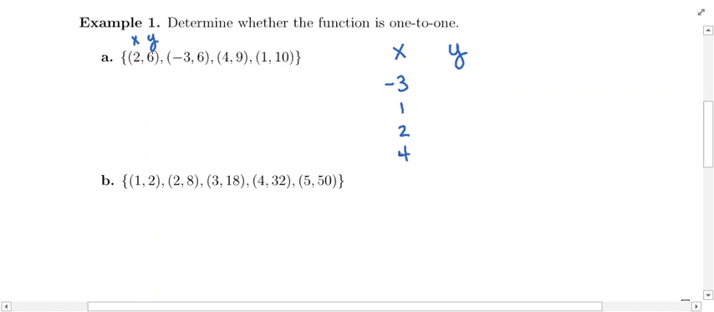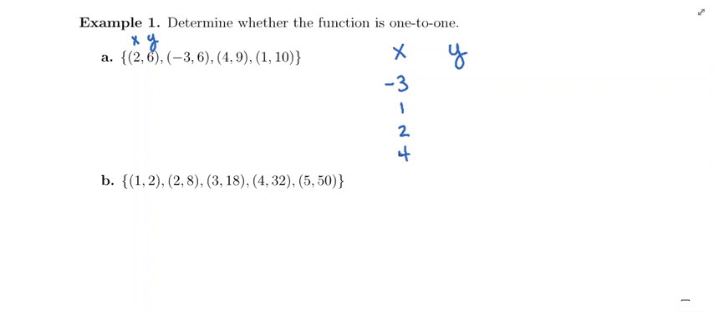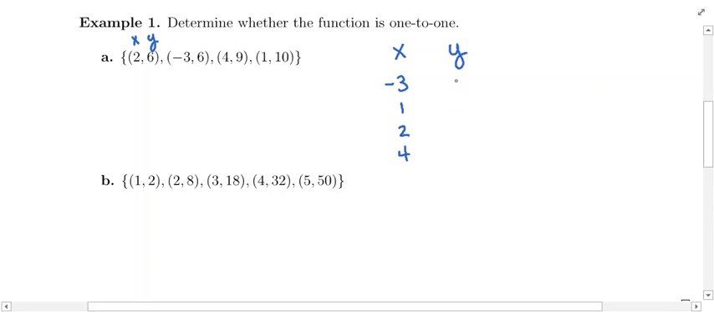I'm going to do the same thing for the y values. I see 6, 9, and 10. They're in ascending order. And now I'm going to draw arrows. Basically, if x is 2, the y value is going to be 6. I'm going to draw like that. The second ordered pair tells me if x is -3, the y value is 6. If x is 4, the y value is 9. And lastly, if the x value is 1, the output is 10. So there's your arrow diagram.